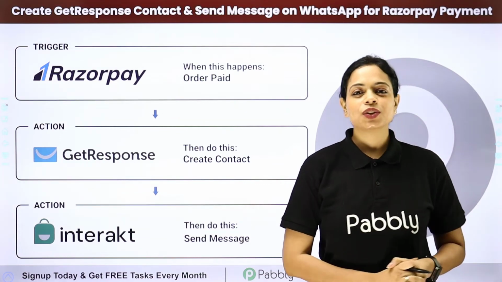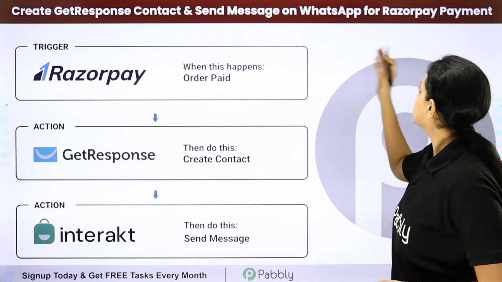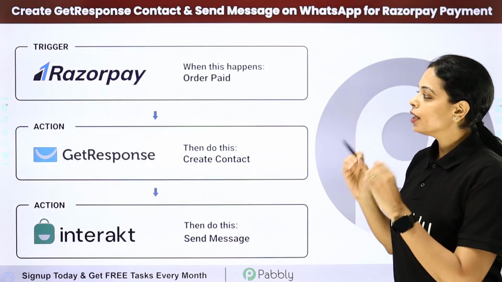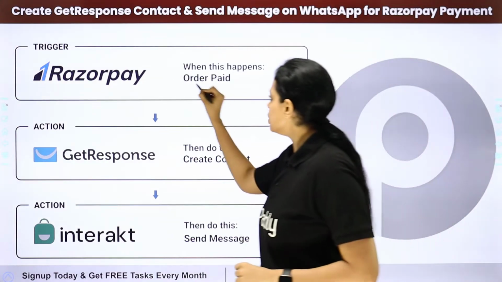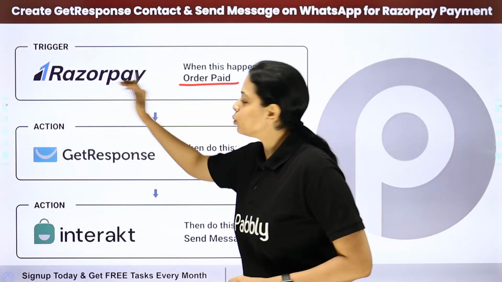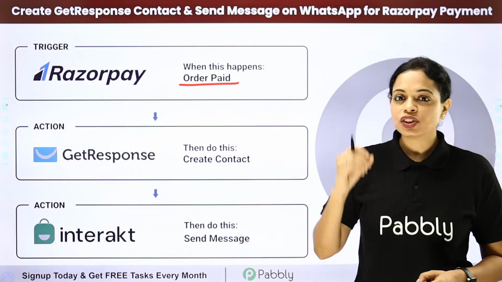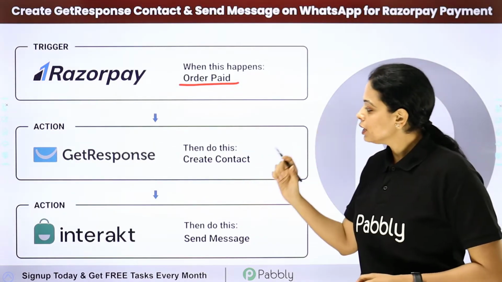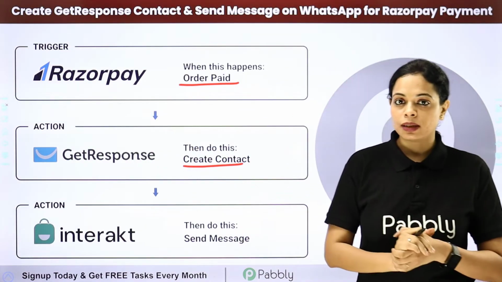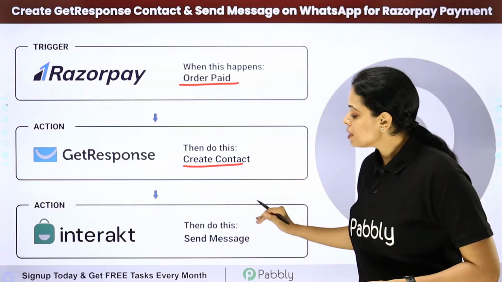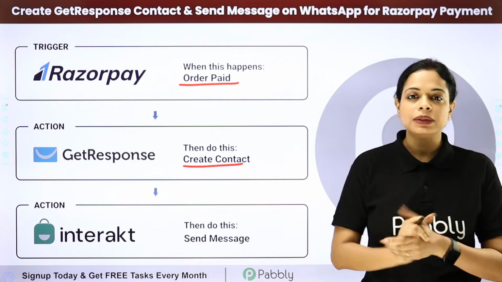In this video, we are going to understand how to create a GetResponse contact and send a message on WhatsApp for a Razorpay payment. So here my objective is: every time for a particular product I make a purchase and the order is paid on Razorpay, which is a payment gateway, then the details of the person who has just made the payment should be captured. With those details, a contact should be created in GetResponse, which is an email marketing platform, and then a message on WhatsApp should be sent to the person telling him about the payment done.